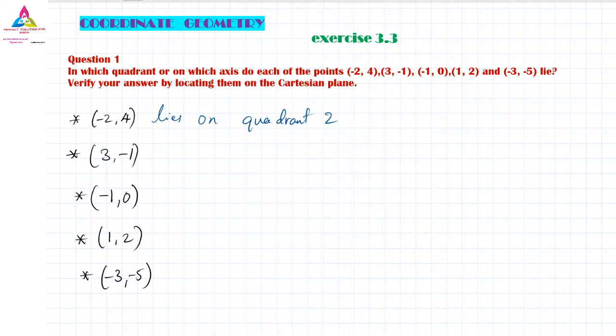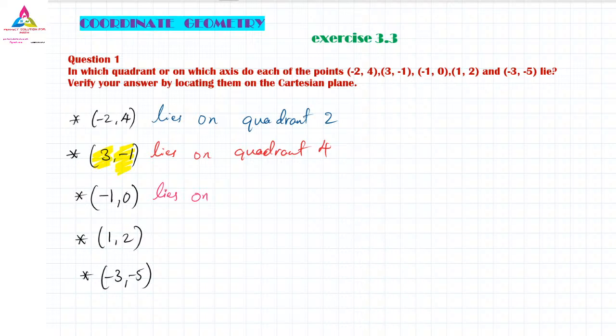Okay, quadrant number 4. Yes, it will be lying on quadrant number 4. Why is it lying on quadrant 4? Because here the x value is positive, but the y value is negative. See here, you can clearly see the x value is positive 3, but the y value is minus 1. So obviously quadrant 4. So next one, minus 1 and 0, lies on where?